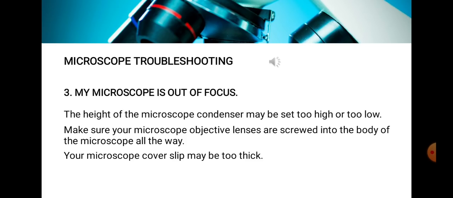The next problem would be my microscope is out of focus. Here are the things that you're going to do. The height of the microscope condenser may be set too high or too low, so you're going to adjust it. Make sure your microscope objective lenses are screwed into the body of the microscope all the way. And then your microscope cover slip may be too thick.